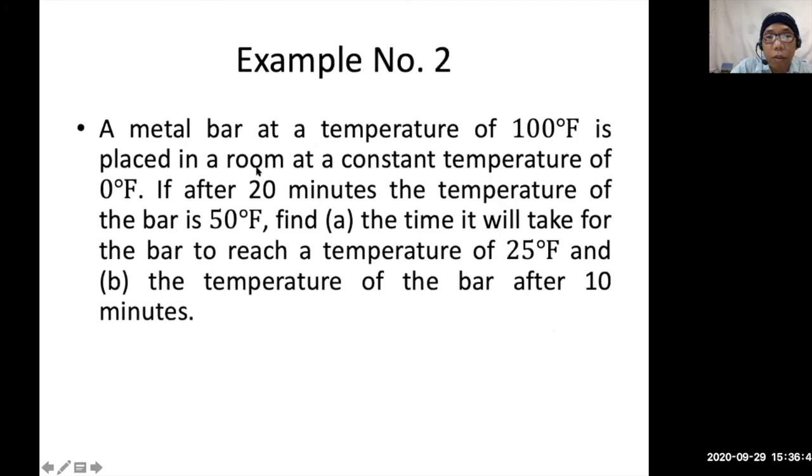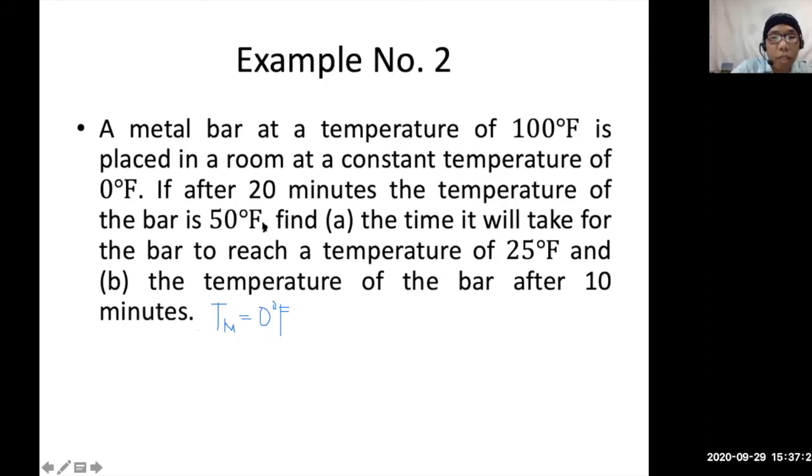A metal bar at a temperature of 100 degree Fahrenheit is placed in a room at a constant temperature of 0 degree Fahrenheit. Okay, now after, so ano yung ating constant temperature dito? So ito lang natin, T sub m natin is equal to placed in a room of 0 degree Fahrenheit. Right? Nagsasolve ba kayo, guys? Na-try po. Yan, try nyo.